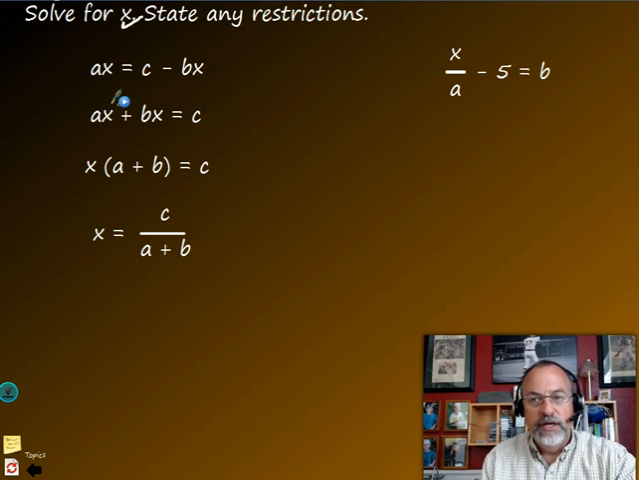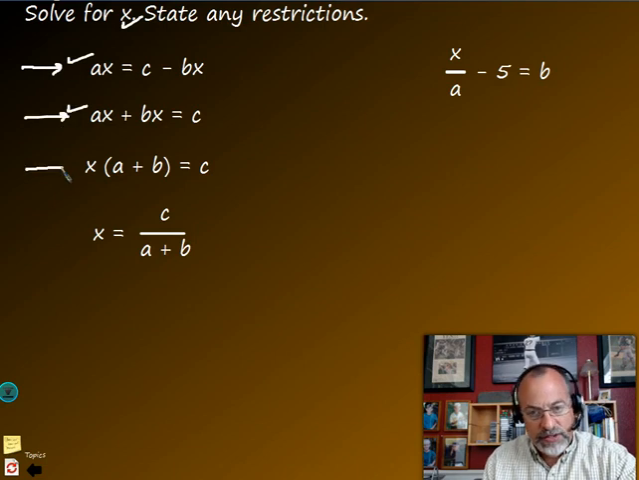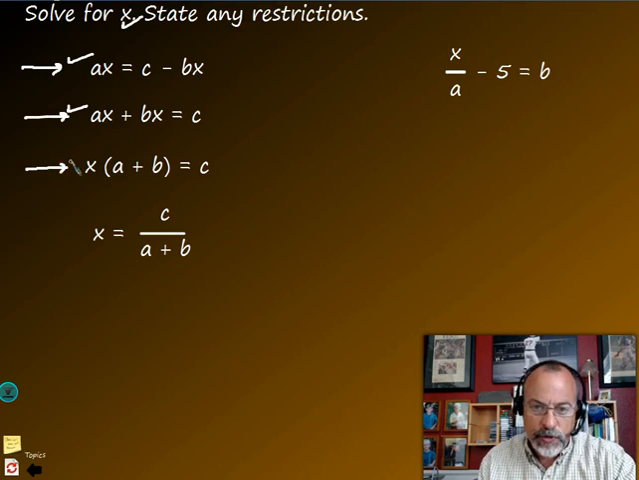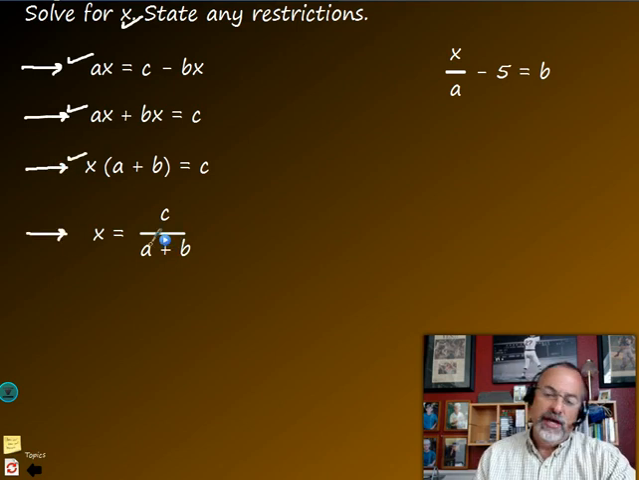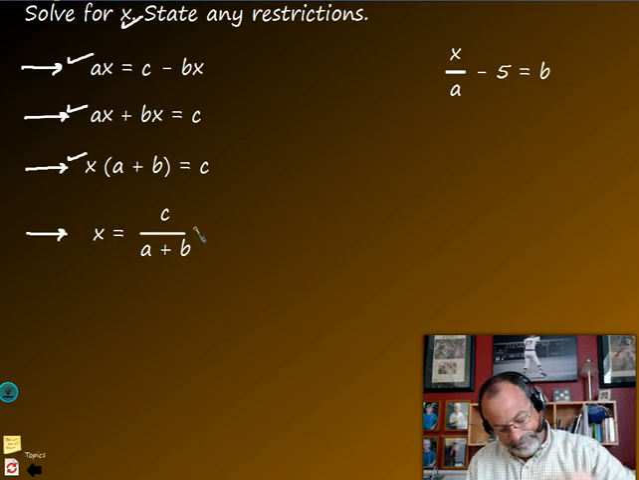Now remember what I said. You have to look at every step. Is there a fraction here? No, so I'm okay. Is there a fraction in this step? No, so I'm okay. Is there a fraction in this step? No, so I'm okay. Is there a fraction in this step? Yes. And what is the restriction?